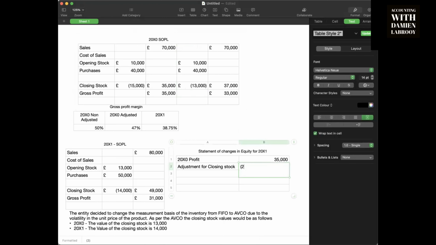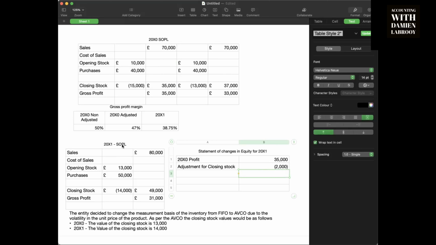Because of this, your gross profit has decreased by 2,000. So in my statement of change in equity, I will be reducing 2,000, right? Because of the change of it. So after adjusting for the change, my profit should be 33,000. So if you do the adjustment on your statement of change in equity, 35 minus 2, you get 33.